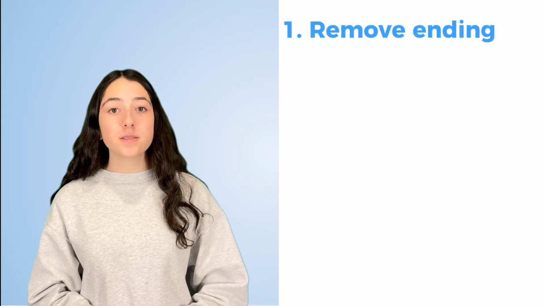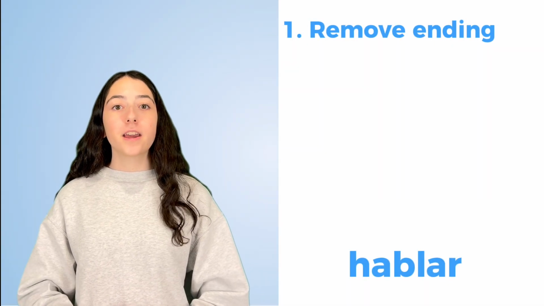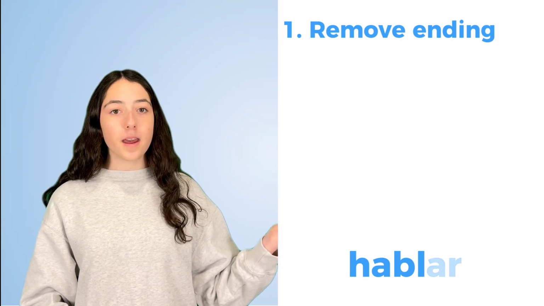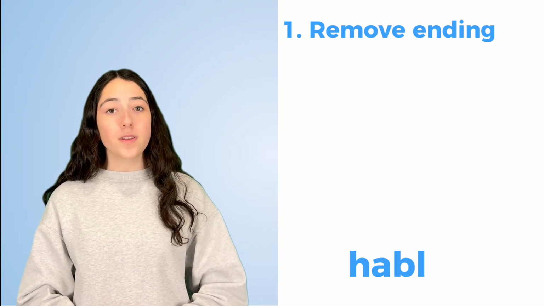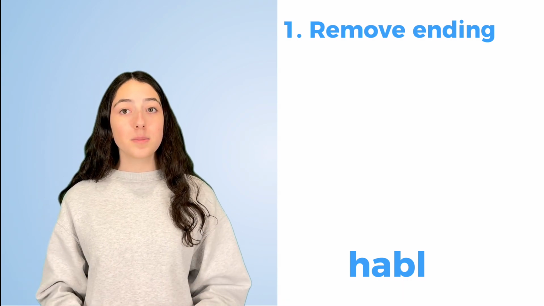Now, let's learn how to conjugate in 3 simple steps. To conjugate an AR verb, the first thing you always do is remove the AR ending. Let's use the verb hablar, for example, which means to speak. If we take away the AR, we're left with HABL. This part is called the stem. Every form of the verb will start with this same stem.